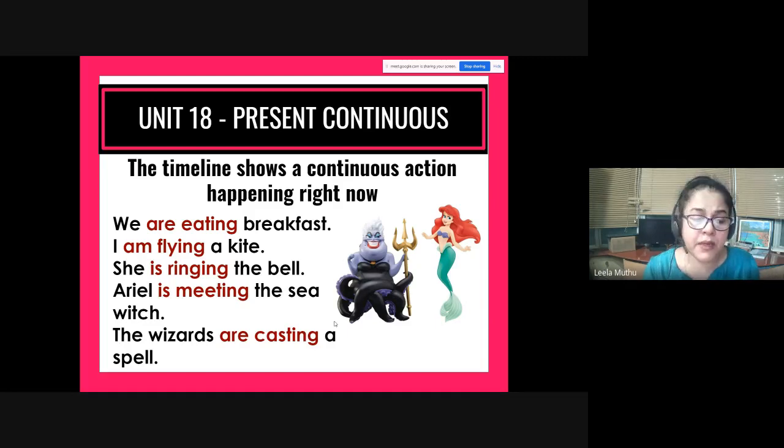All right. She is ringing the bell. He is ringing the bell. It is wagging its tail. He, she, or it will use is. It shows the present tense. She is ringing the bell. Is is used in the present tense.